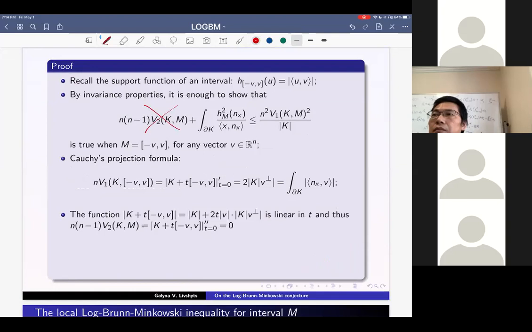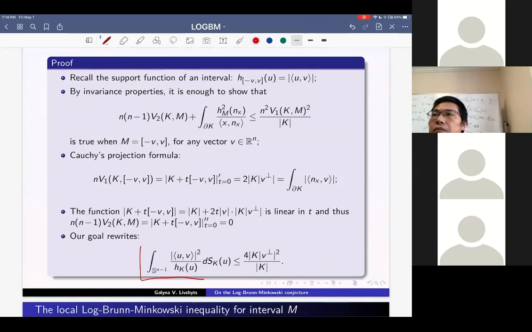So long story short, this is the inequality that we want to prove. For any symmetric convex body K, for any vector V, this holds, what's written here. This is my notation for projection.